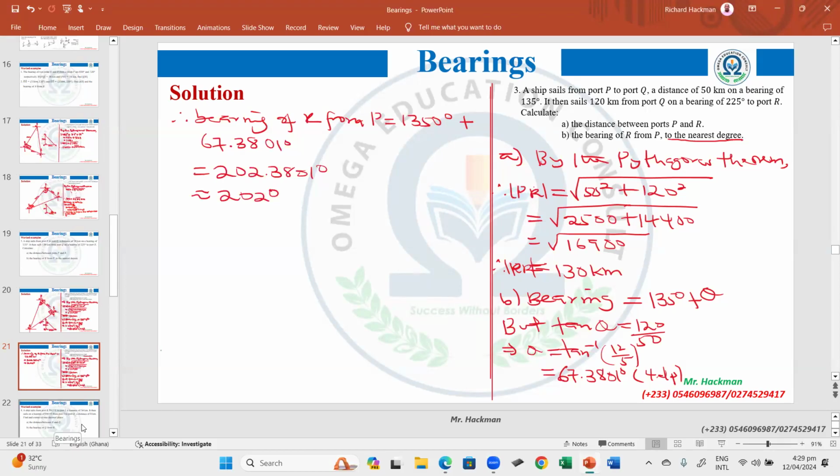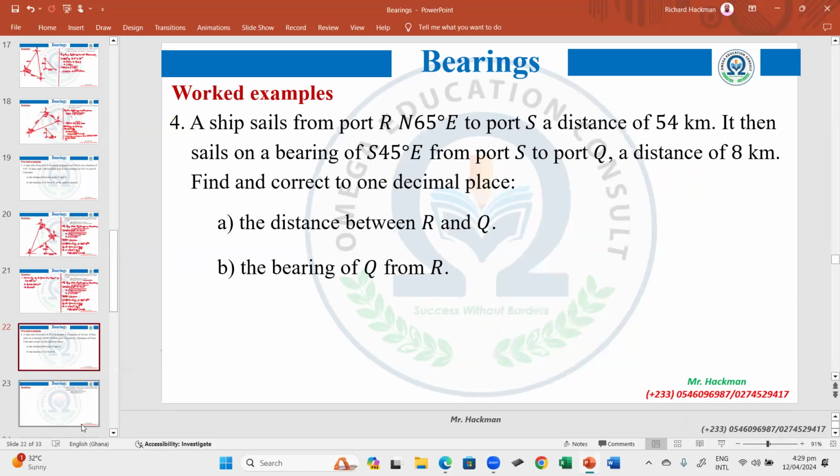Now let's move on to our next question. Question number 4. You can see that so far, in all the bearing questions that we've solved, the bearings were given in the true bearing form. However, in this particular question, the bearings are given in the compass bearing form. So don't worry, it's the same approach that we are going to use. We know how to draw when dealing with the compass bearing, just as with the true bearing.